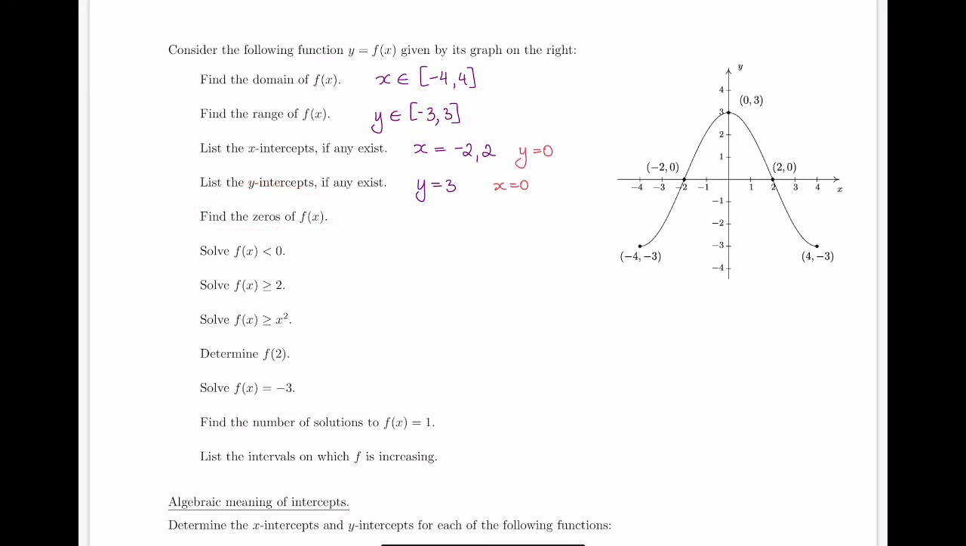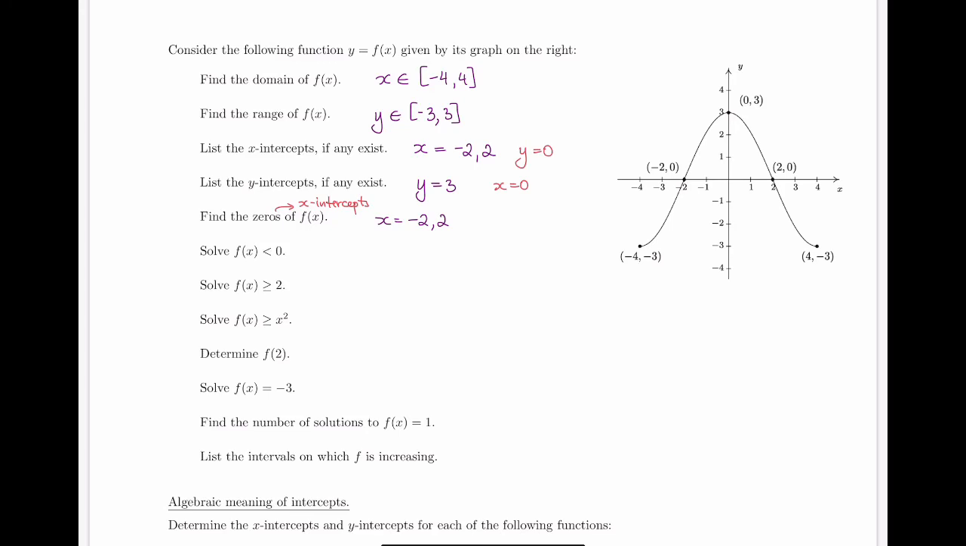Next question asks, find the zeros of f of x. Again, remember that zeros also means x-intercepts or roots, but we're given the graph, so it's useful to think in terms of x-intercepts, and then I can just refer to above where I found them. So the zeros of f of x are x equals -2 and 2.